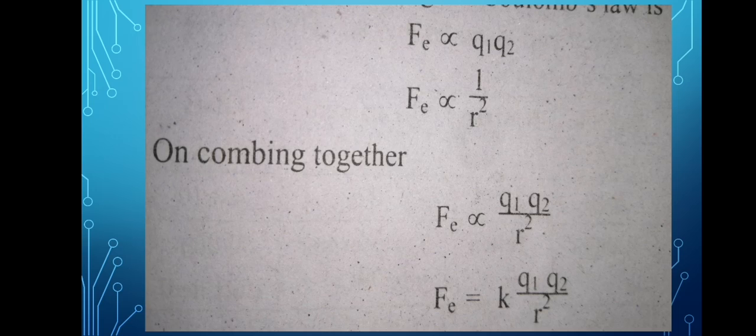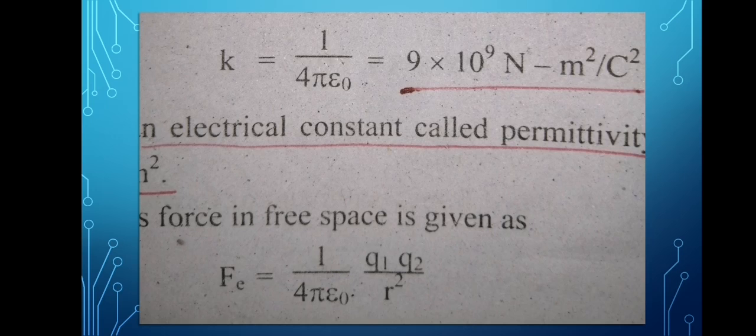For the SI system, and when the medium between the two charges is free space, the value of K can be written as K is equal to 1 over 4 pi epsilon naught, and its numerical value is 9 times 10 to the power 9 Newton meter square over Coulomb square. Here epsilon naught is the electric constant called the permittivity of free space. The electric force in free space can be written as Fe is equal to 1 over 4 pi epsilon naught Q1 Q2 over r square.